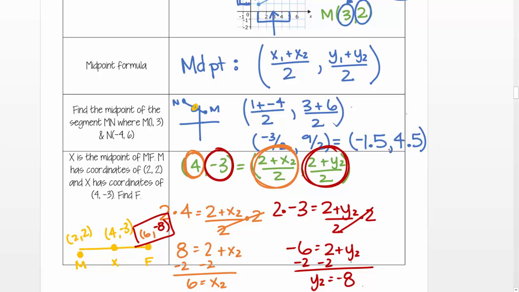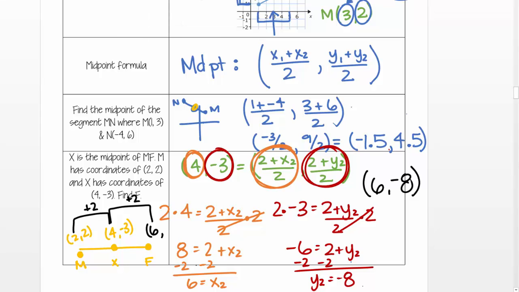Or instead of doing all that work, we can stop and think about what we have here. Remember, your midpoint is directly in the middle. So if you just look at your x's, remember we don't know this yet. We don't know that it's 6, negative 8. Let's write it down somewhere. If you just look at your x's, how much space did you move from point M to point X? Well, you added 2. And because you have to do the exact same thing on the other side for your x's, this x is going to be 2 plus 4, or 6.